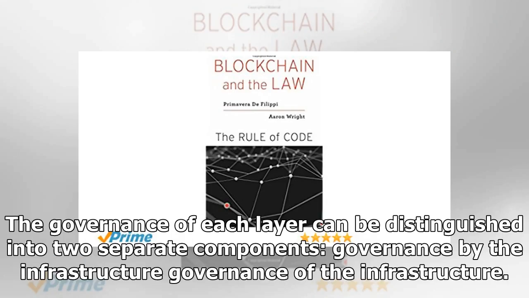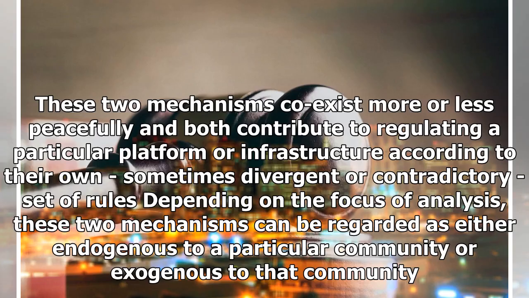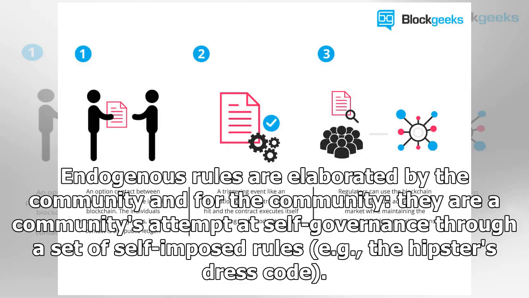Governance of each layer can be distinguished into two separate components: governance by the infrastructure, governance of the infrastructure. These two mechanisms coexist more or less peacefully and both contribute to regulating a particular platform or infrastructure according to their own, sometimes divergent or contradictory, set of rules depending on the focus of analysis. These two mechanisms can be regarded as either endogenous to a particular community or exogenous to that community.